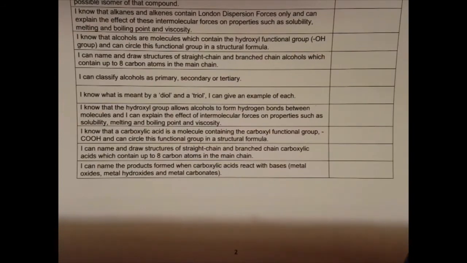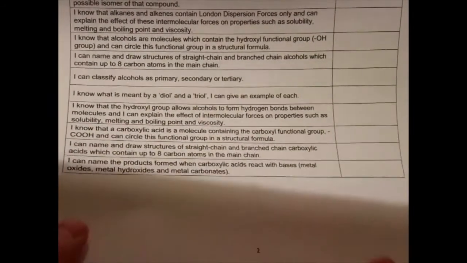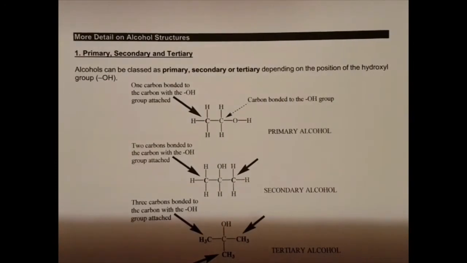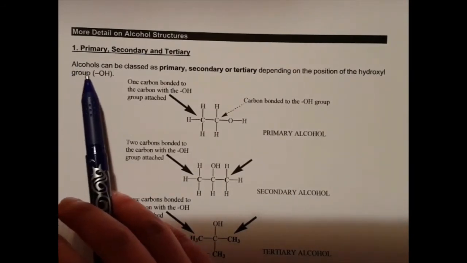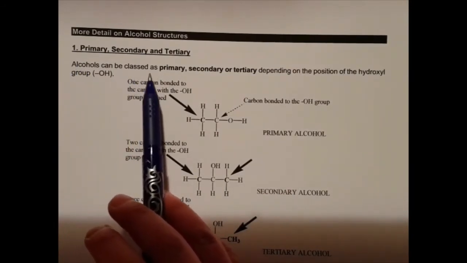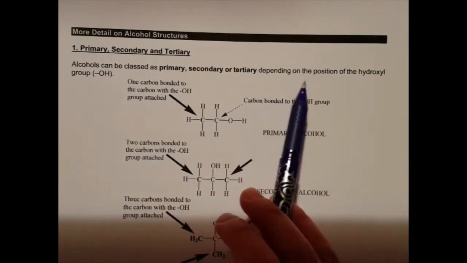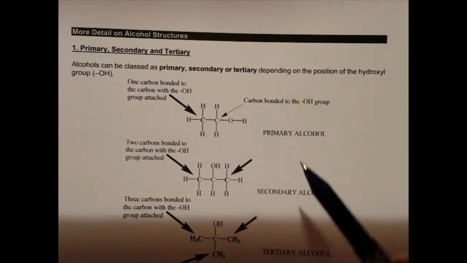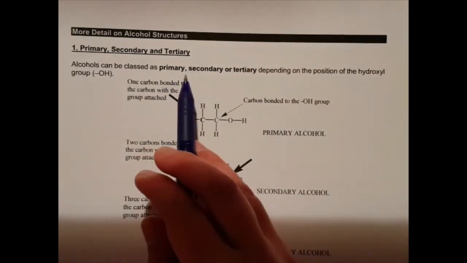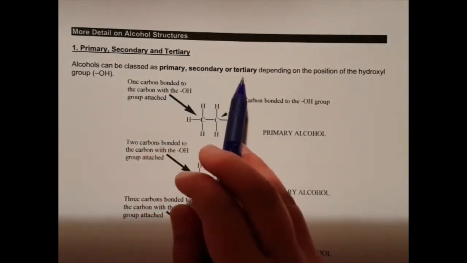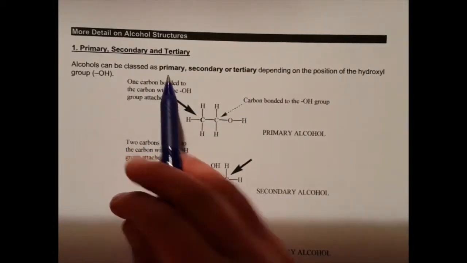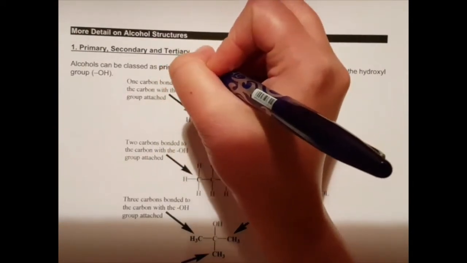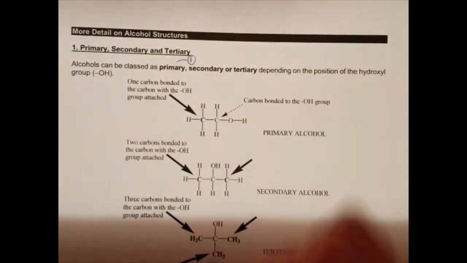Okay, so we're going to page 15 of the notes here, and we're going to start looking at primary, secondary and tertiary alcohols. So what it says here is alcohols can be classed as primary, secondary or tertiary depending on the position of the hydroxyl group. And it might be worth thinking at the beginning about what is meant by primary, secondary or tertiary. Okay, so primary, when you're talking about school, primary is your first school. So when you see primary, you should think of the number 1.